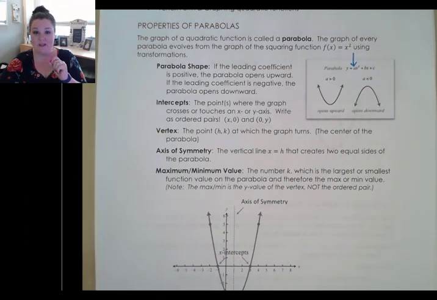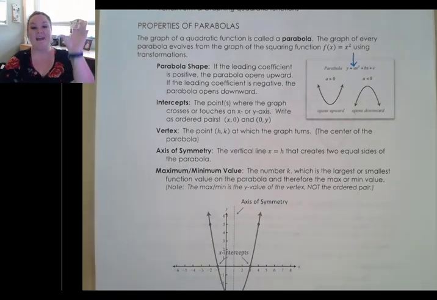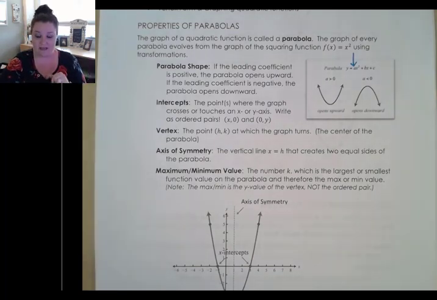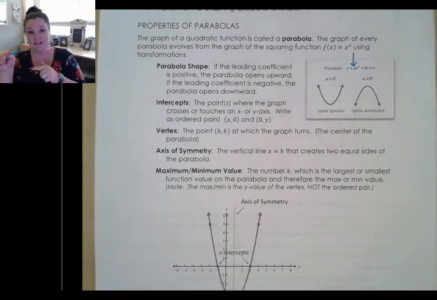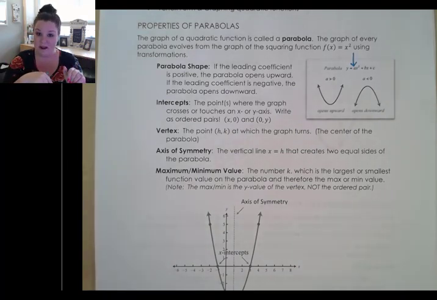So that's the first little bit that we can determine. I said that backwards. If it's opening up, we have a leading coefficient that's positive, and if it's opening down, we have a leading coefficient that's negative, right? So if we're given a graph, we should be able to tell about the leading coefficient. If we're given the leading coefficient, that's a piece that we should know about the graph, okay?